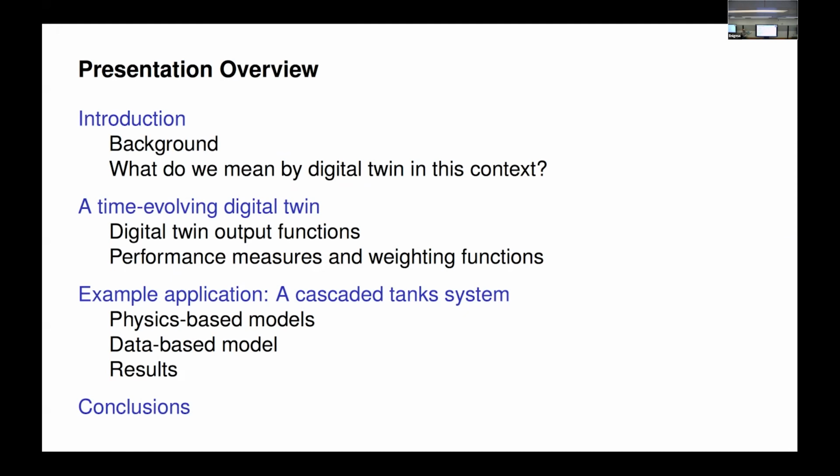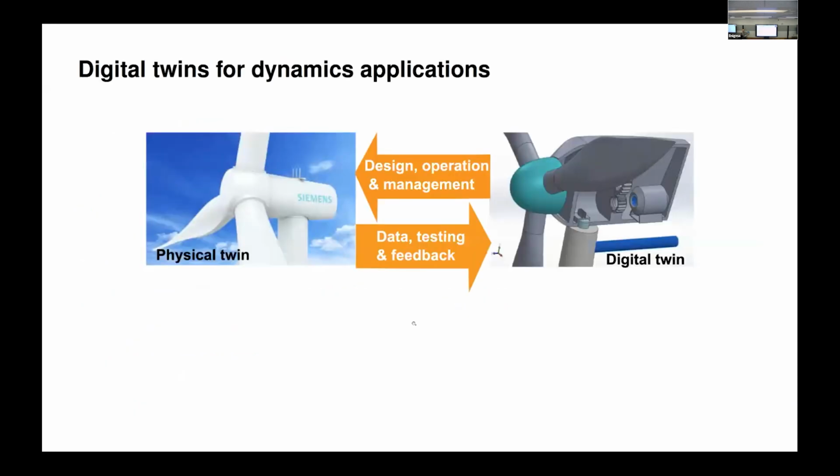In that context, I'm going to talk about how I'm going to set up some performance measures and do some weighting or optimization to basically blend models together to create these output functions. And then I'm going to quickly move to an example, which is relatively simple, this cascaded water tank system, which some of you may have seen before. And then I'll talk about some of the details associated with that, essentially.